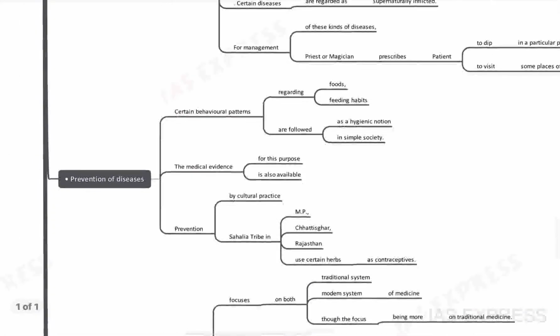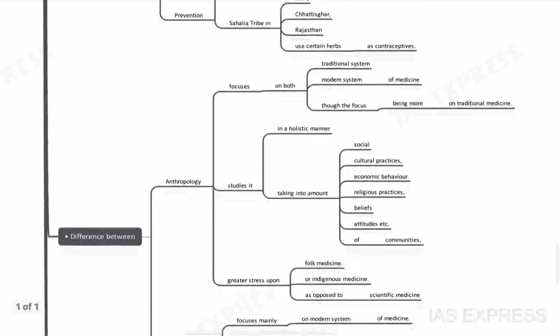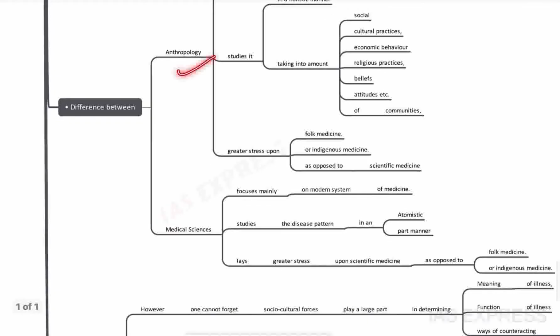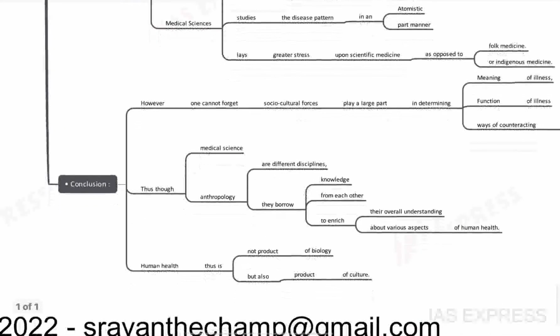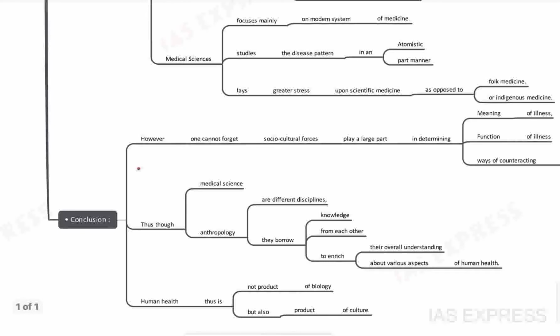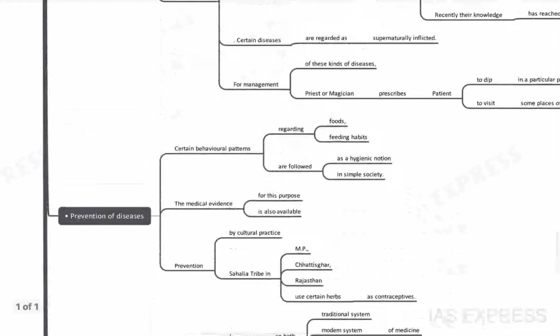Thereafter, we will go for how behavioral patterns are followed in order to prevent diseases and the medical evidences for the same. Thereafter, we will be knowing the difference between anthropology and medical science, and finally, we will be concluding with how medical science and anthropology are different, but still contribute to the achievements of each other. So, let us begin.